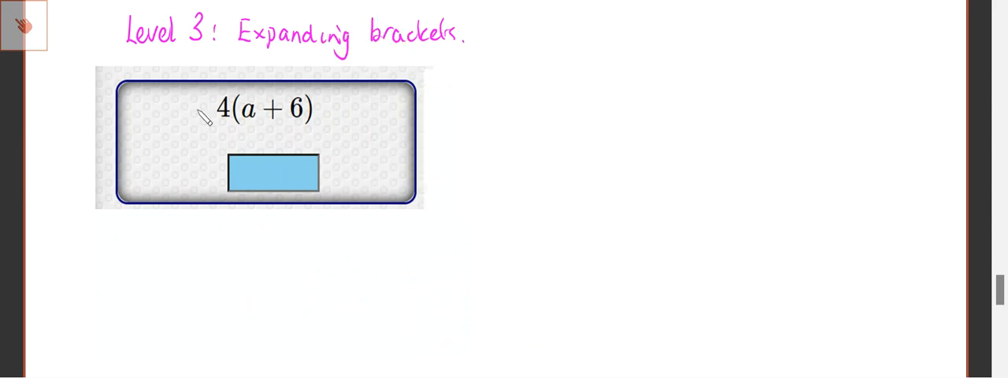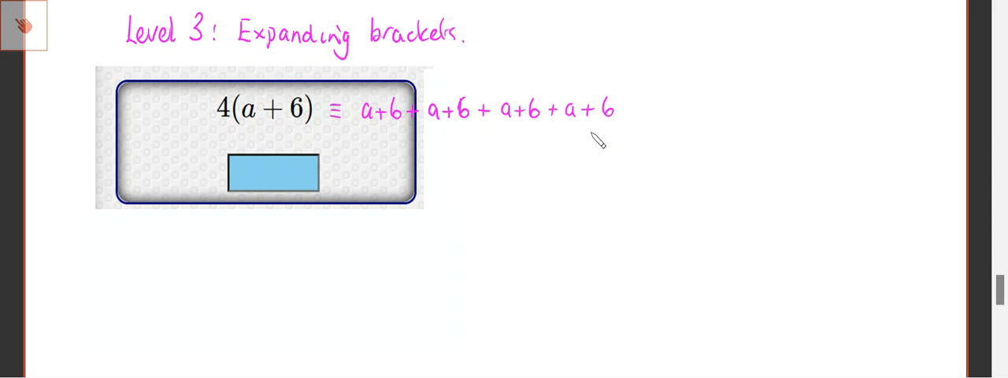So what does this mean? It means multiplication. It means 4 lots of a plus 6. So another way of writing this would be a plus 6 plus another a plus 6 plus another a plus 6 plus another a plus 6. Now, we're never going to write this out like this again, but we're going to do it now just so we understand what it means.